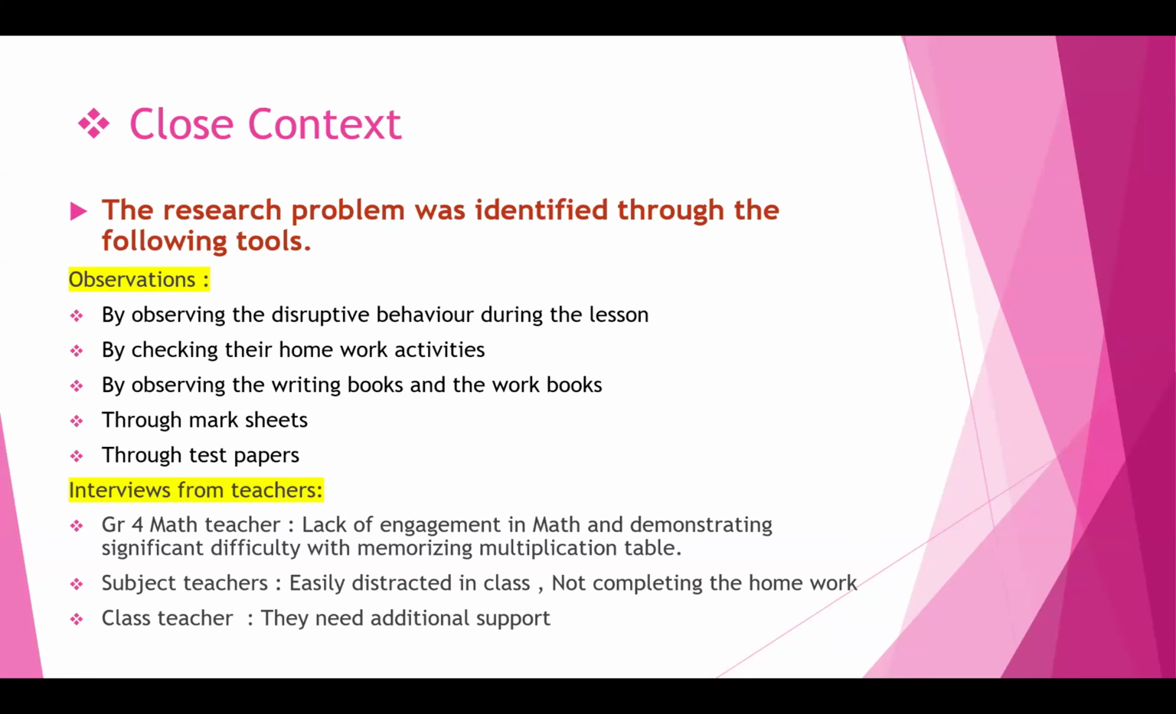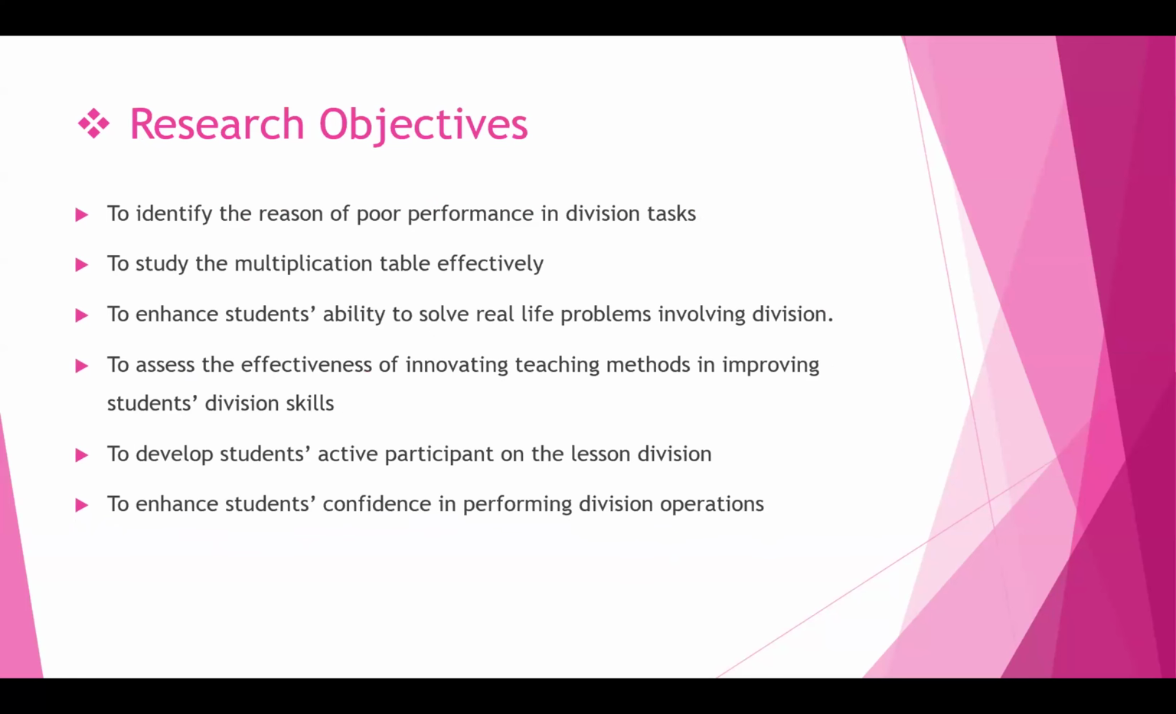Next, these are the close context. The research problem was identified through the following. Before that, before the questions, go to the objectives. To identify the reasons for poor performance in division tasks, to study the multiplication table. Yes, because the main problem I encountered is that they don't know the multiplication table. So therefore... Okay, right. Continue.